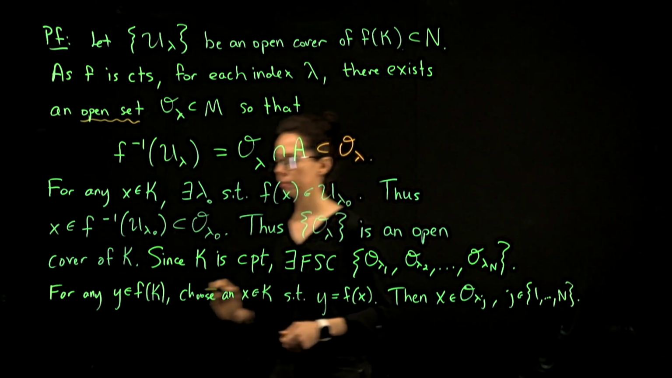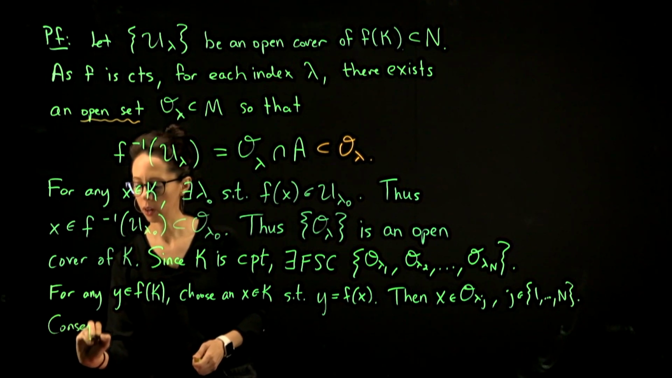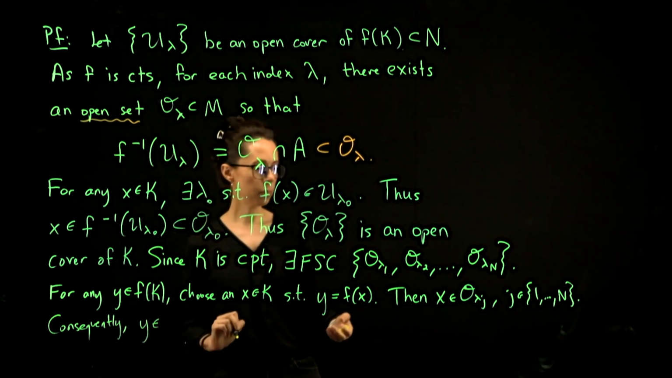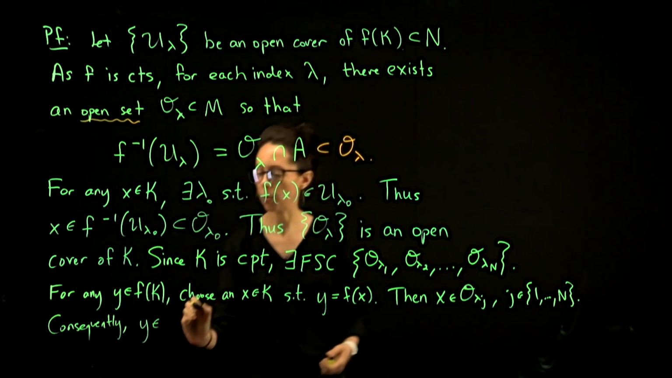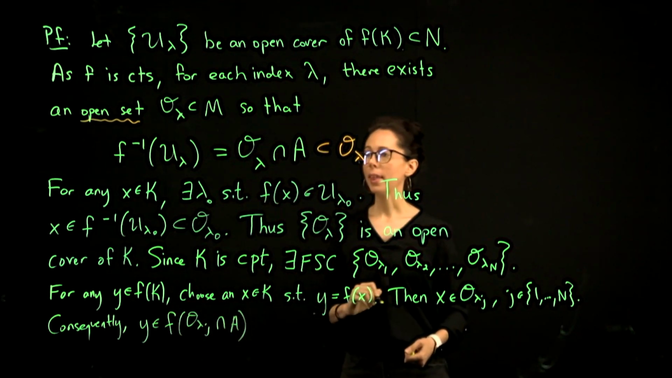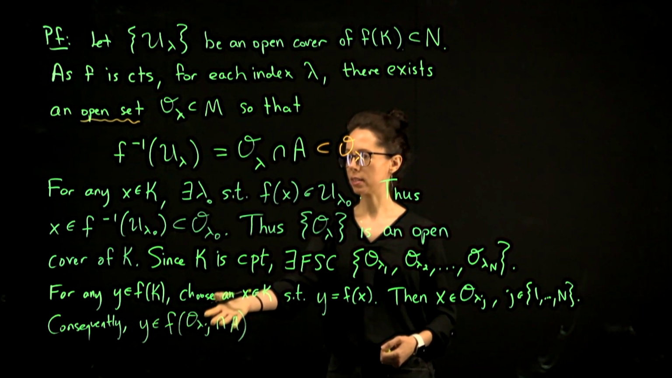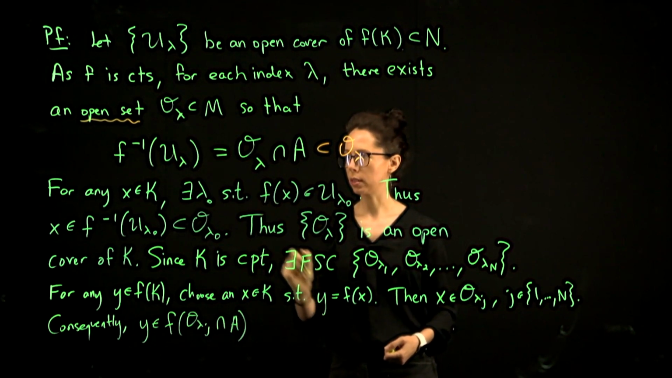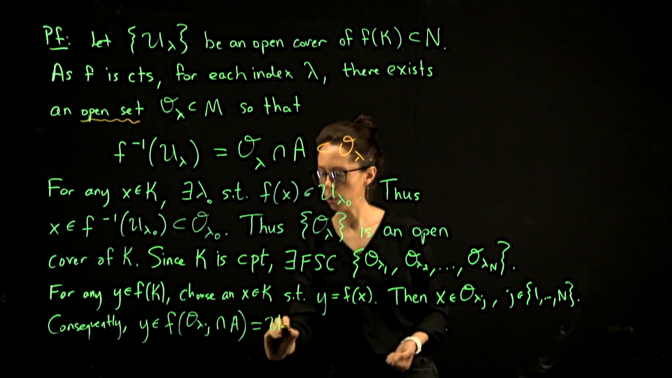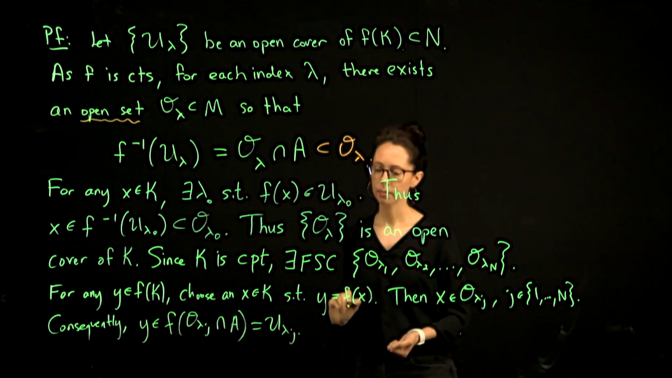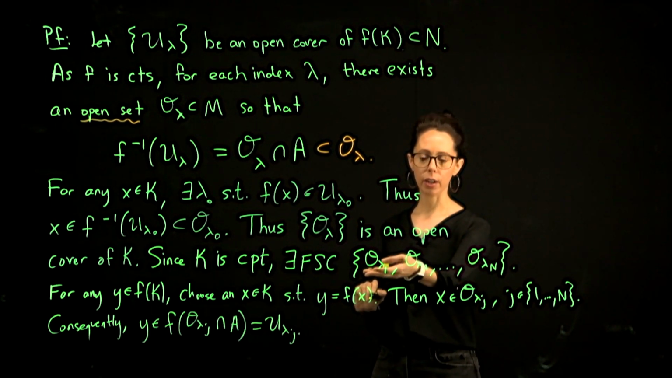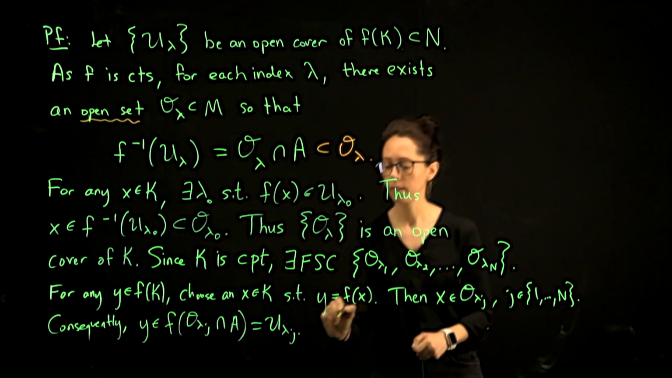Consequently, we are almost done. Consequently, y is in the image of O lambda j intersect A, to keep us in the domain. But that is literally how we pass from the domain back to the original open sets U. Sorry, I didn't say that very well, but this is literally what it means to get sent to U lambda j. Therefore, all of the original sets that correspond to this finite group form a finite subcover of f of k.